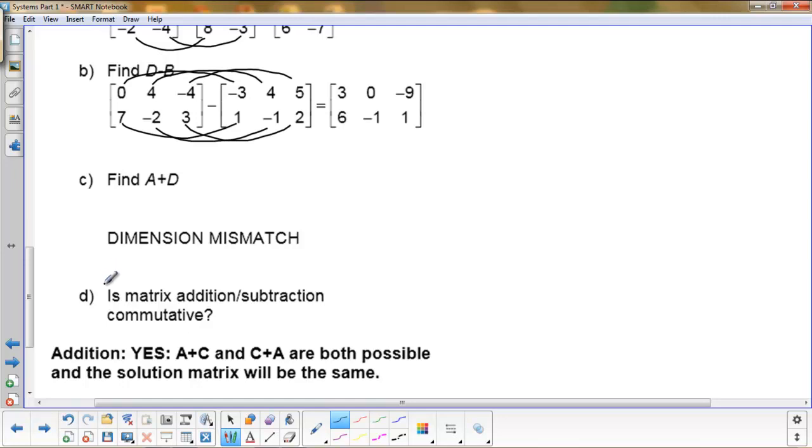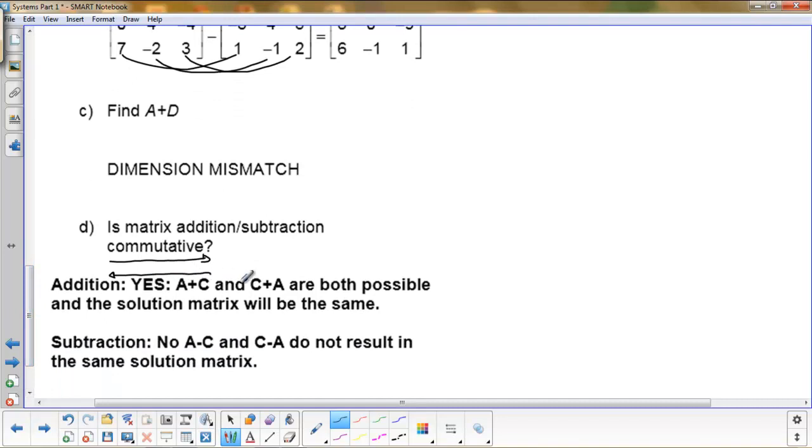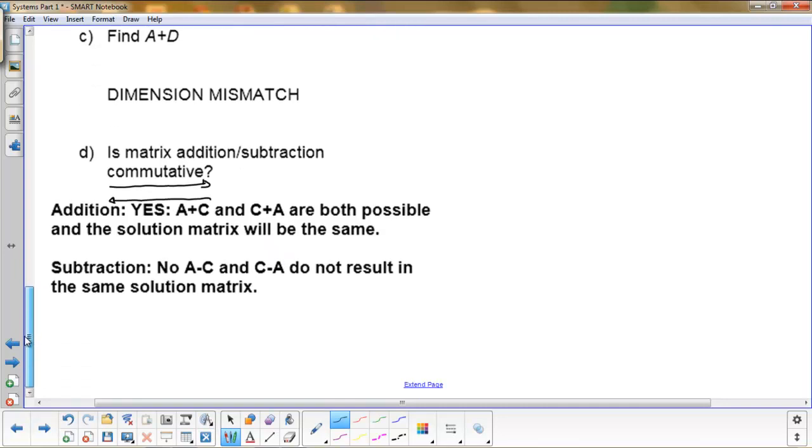The question next is whether matrix addition and subtraction is commutative. Remember, commutative means that I go one way, get a solution, and I can go the opposite way and get the same solution. Addition is commutative, because if I add A plus C and C plus A, the same solution matrix will be the result. However, with subtraction, if you subtract C from A and then subtract A from C, you will not get the same solution matrix.